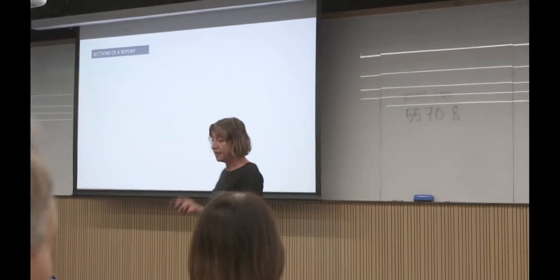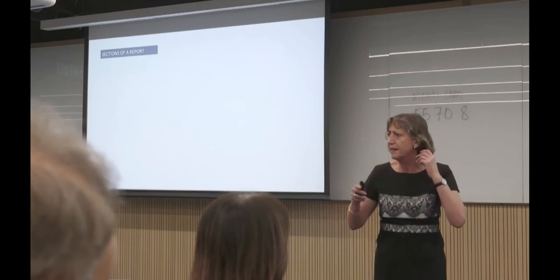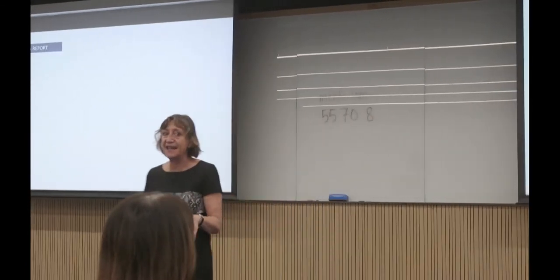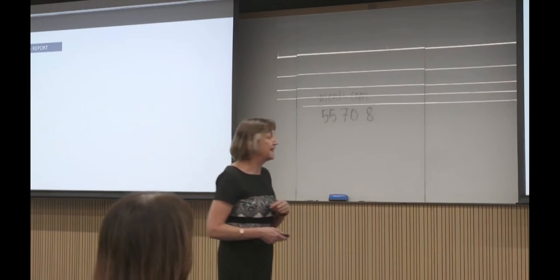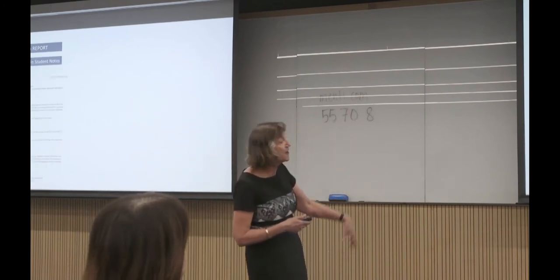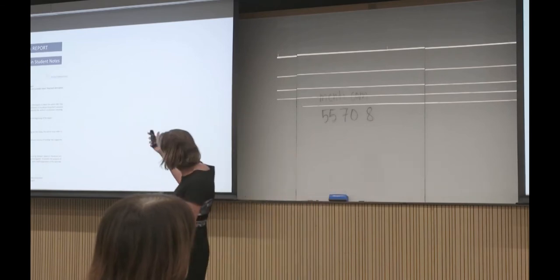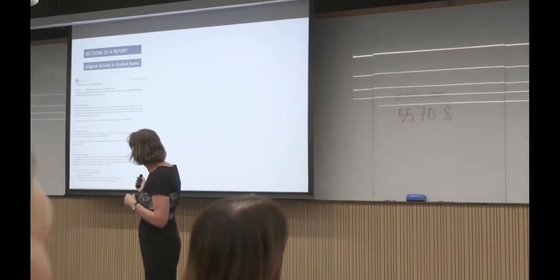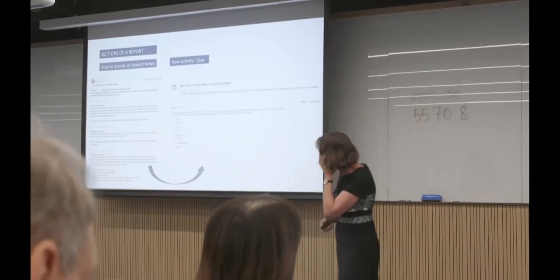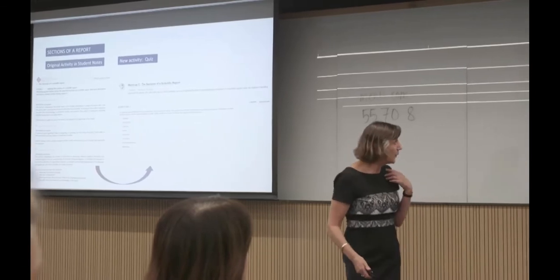Okay, so unit two began with looking at sections of a report, and like Tracy was saying, we felt that this was something the students didn't need the teacher for. It's a lower order skill, it's just identifying and categorizing, so we flipped this bit. This is what it originally looked like in the student notes. Pretty basic, just identify the sections of the report. So we took that and made it into a quiz.